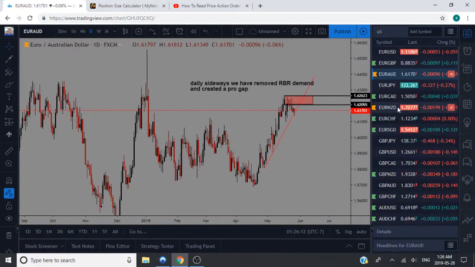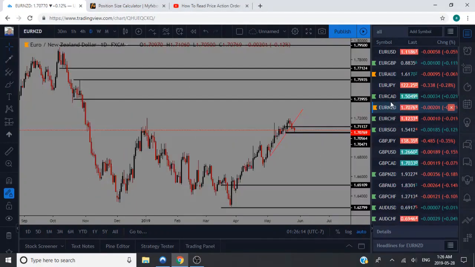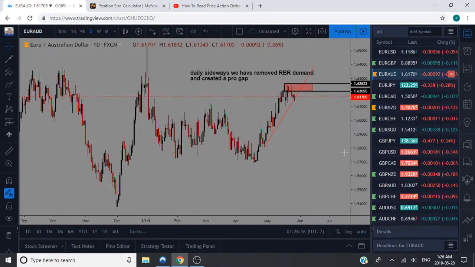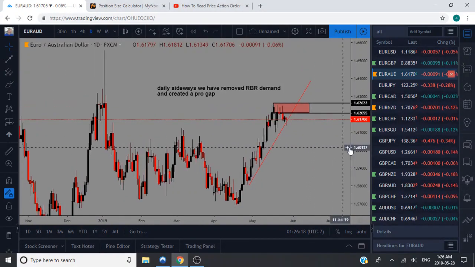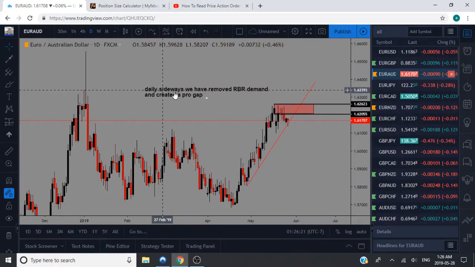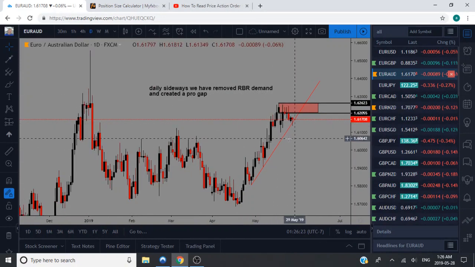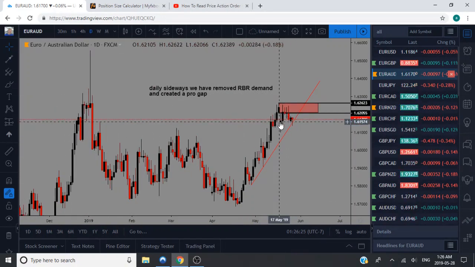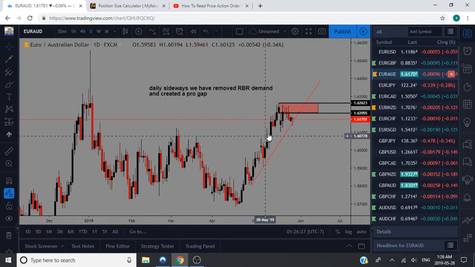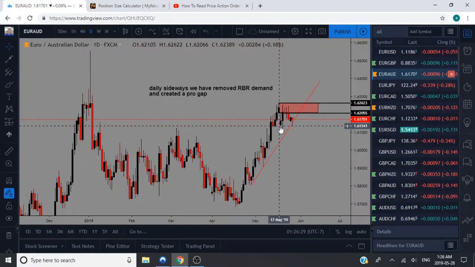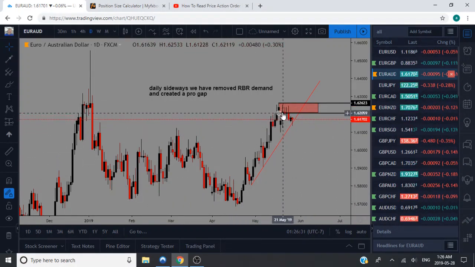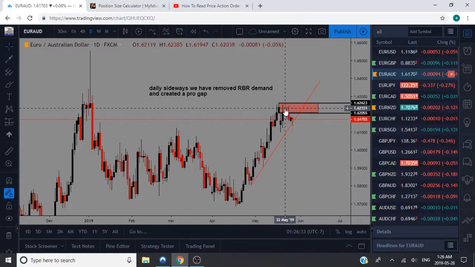Actually, we'll start with that one because it's a good one. So why would I be looking to trade this chart? I was looking to trade this chart because the daily chart was sideways. We removed this demand zone and we had a gap down. After price has rallied all this way and price gapped down and removed this demand zone, I even posted this chart on my TradingView account, I believe.